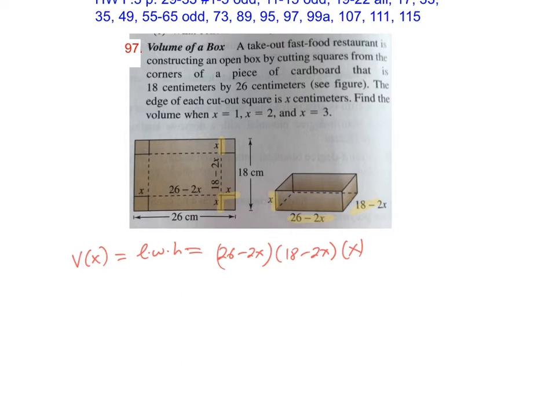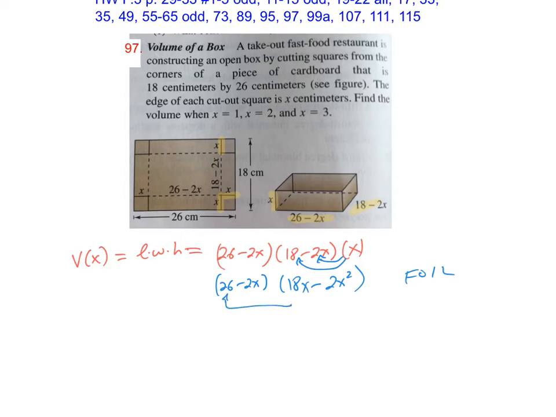So if we expand these polynomials, we will get the function, and we want to put it in standard form. So first, I'm going to multiply x into 18 minus 2x. So I'll distribute that. So I have 26 minus 2x times 18x minus 2x squared. And you don't have to do it in this order. And now we're going to FOIL those two binomials.